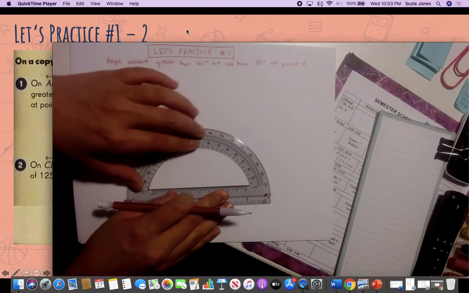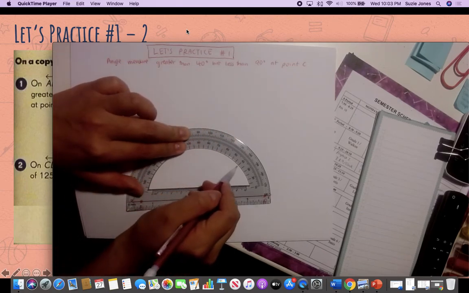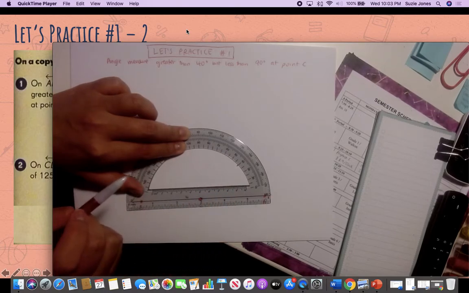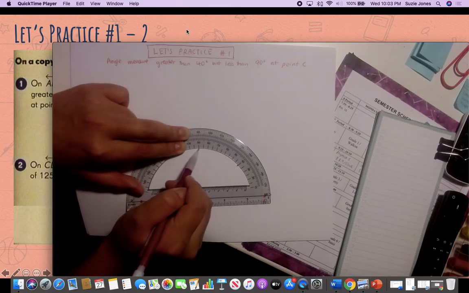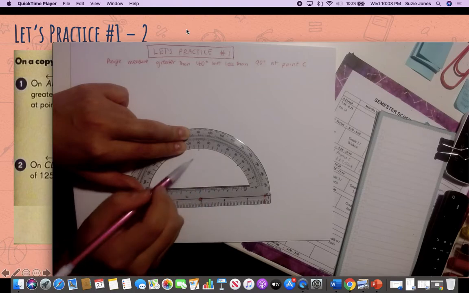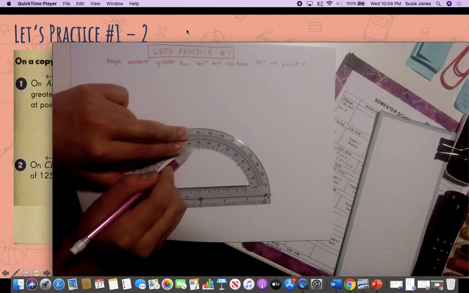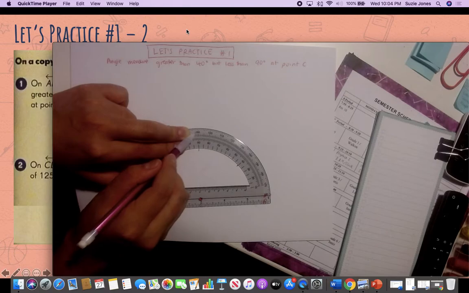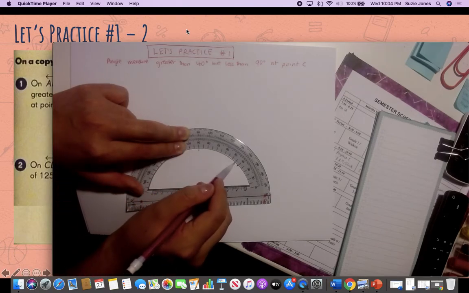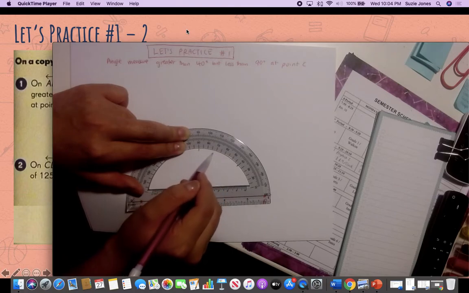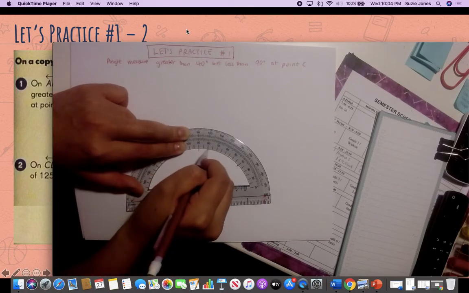And so now it has to be greater than 40. So here's my 40 here. And I'm going to use my inner scale. It has to be greater than 40 and then less than 90. And my 90 is here. Notice that my 90 degrees is the same spot for my inner scale and my outer scale. So I have to put a point anywhere here. It could be anywhere. I'm going to just put 80 degrees. So I'm going to put it at 80 degrees here.